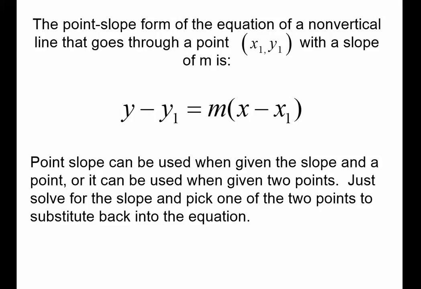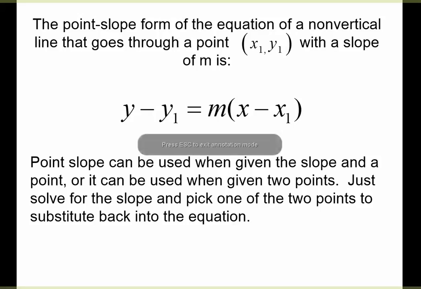Point slope can be used when given the slope and a point, or it can be used when given 2 points. So those are your two major situations to look for that it's a good time to use point slope form. Just solve for the slope and pick one of the 2 points to substitute back into the equation.